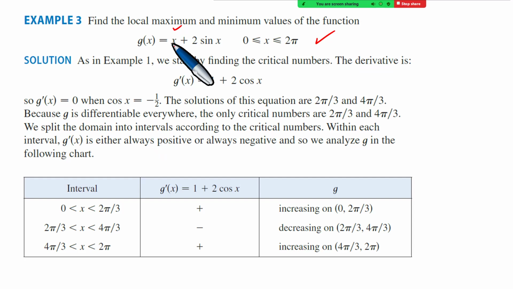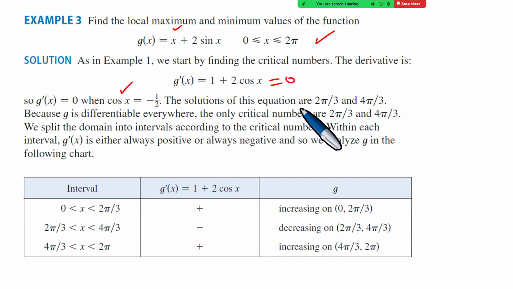The derivative of x, we know, is 1. The derivative of the sine is the cosine. So g prime of x equals 0 when cosine x equals minus 1/2. So we make this equal to 0 and solve for x. From this equation, we get that cosine x equals minus 1/2.